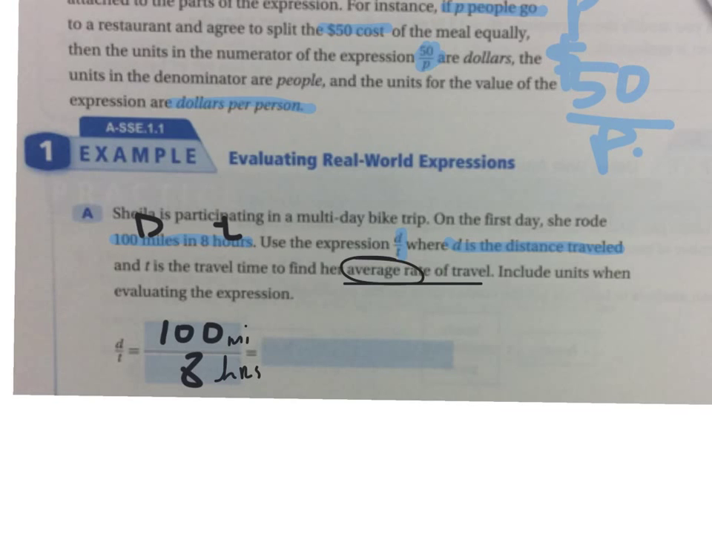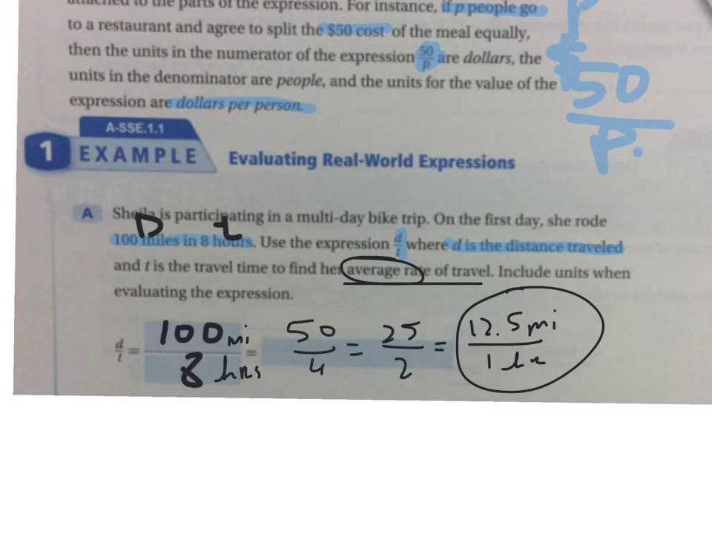I'm going to do it a different way. If we cut both of these in half, then that gives me 50 over 4. I'm going to cut it in half again. That's going to be 25 over 2. And if I cut it in half one more time, I get 12.5 over 1. So for every hour, I'm going to travel 12.5 miles. And that right there is the average rate of travel for 1 hour.